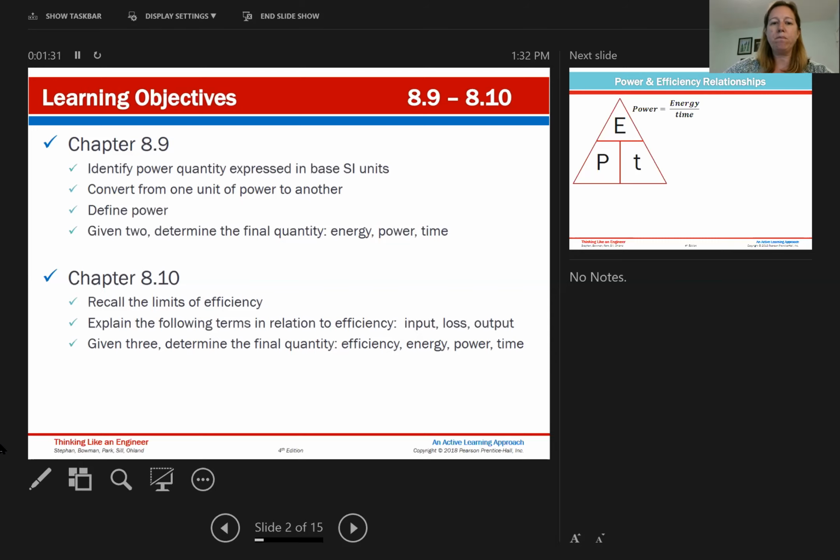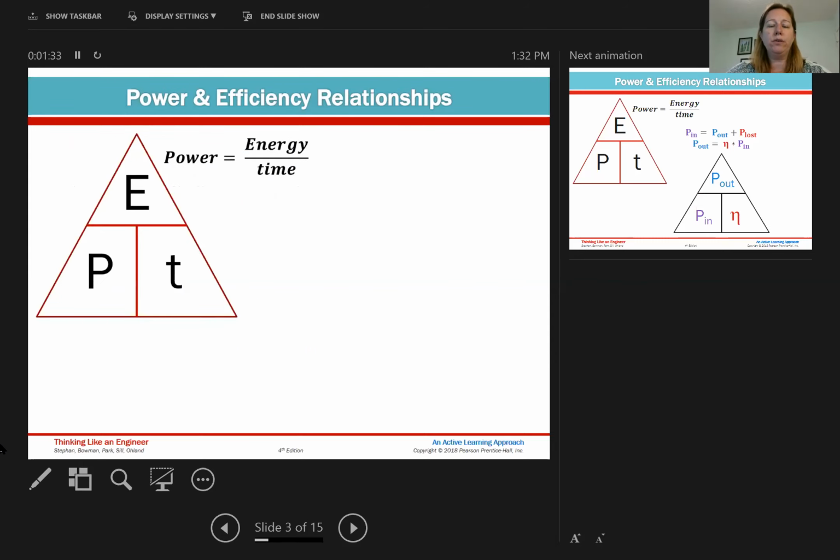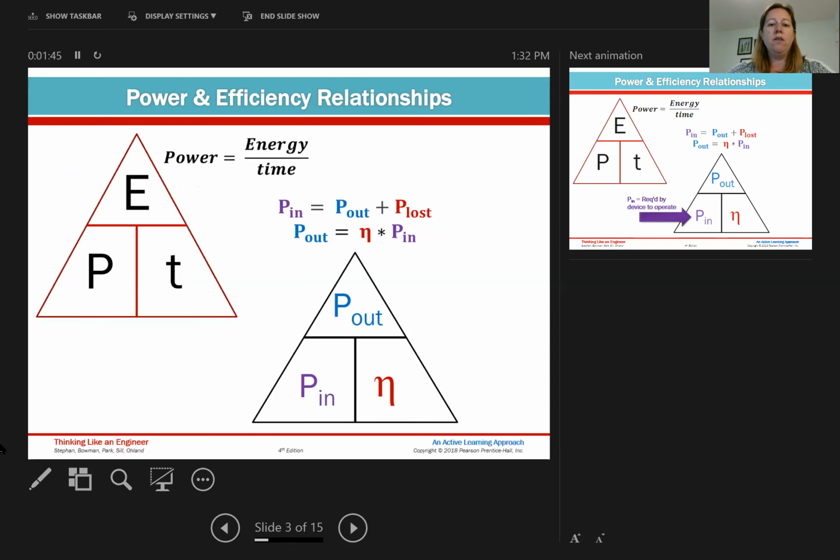So here, when we look at the relationships between power, energy, and time, we know that power is equal to energy over time. So P equals E over little t. And then for efficiency, our second equation is that our power in is equal to our power out plus our power lost in a device outputting power. But our power out is equivalent to our efficiency times our power in.